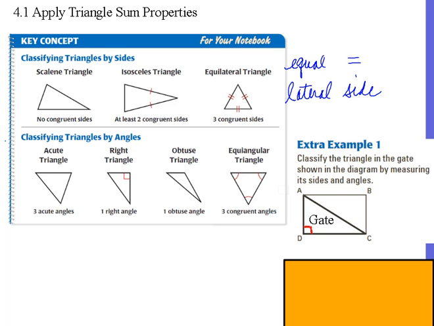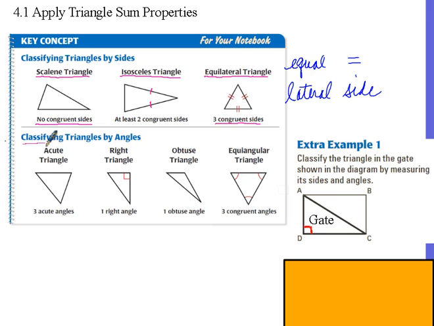We have three different classifications. First one, scalene triangle. That's when all three sides are different, so we would say it has no congruent sides. An isosceles triangle has at least two congruent sides. So this triangle in the example is shown as having these two longer sides as being congruent. So it has at least two congruent sides, so it's isosceles. Third classification, an equilateral triangle, that's when all three sides of the triangle are congruent. The root of the word equilateral is equa, which means equal, and lateral means side, so equal sides.